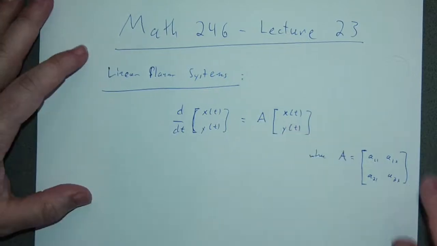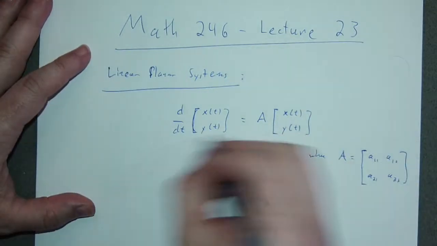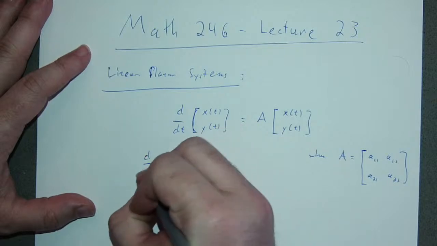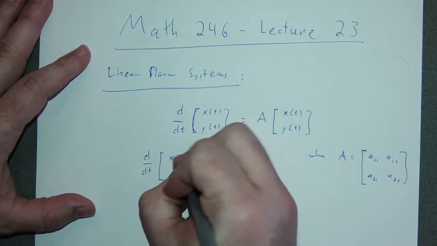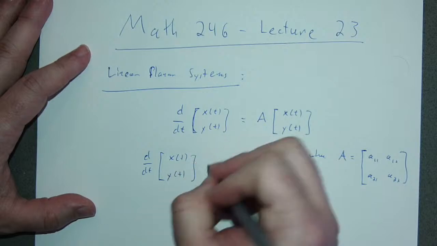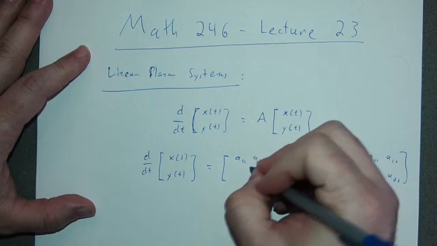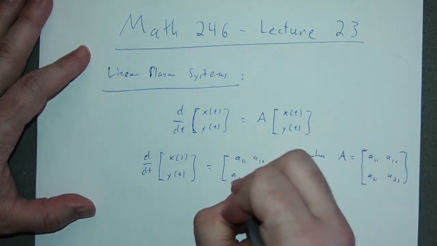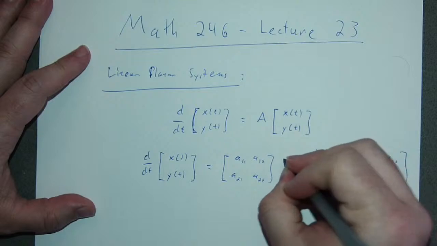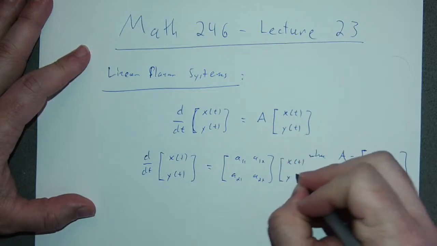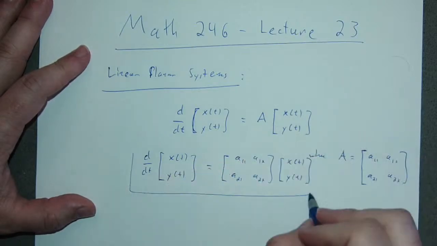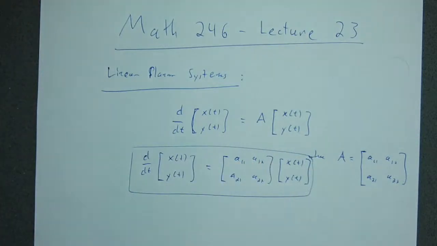Rewriting this slightly, this is the equation: d/dt of (x(t), y(t)) equals the matrix A11, A12, A21, A22 times (x, y). This is just the 2 by 2 case that we have spent the last few lectures talking about. I've just relabeled the components of the solution vector. Instead of x1, x2, this is x, y.